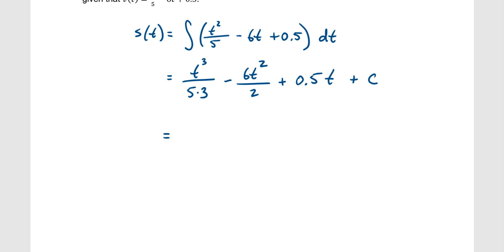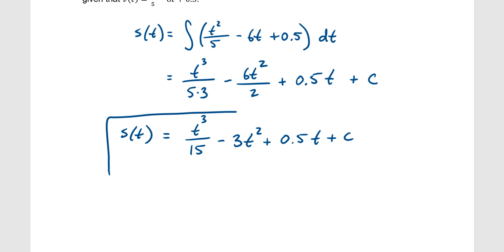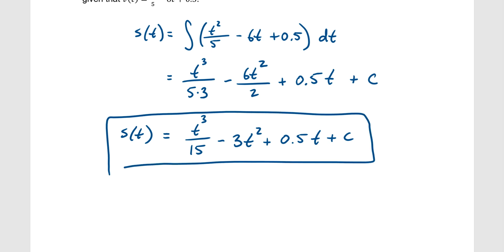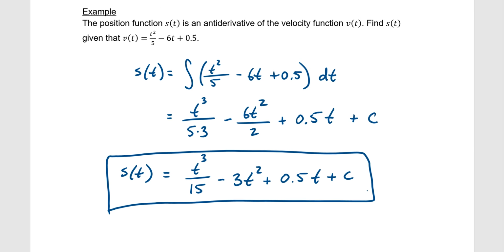And we have to simplify this. That's going to be t cubed over 15, or 1 over 15 times t cubed, however you want to write it. 6 over 2 is 3. And that about cleans it up as much as we can. So that is our function s of t. We don't have any other condition that we have to satisfy to solve for c. So that is our answer.